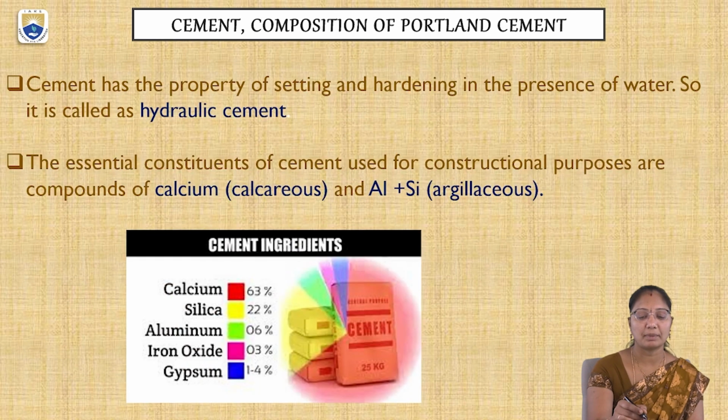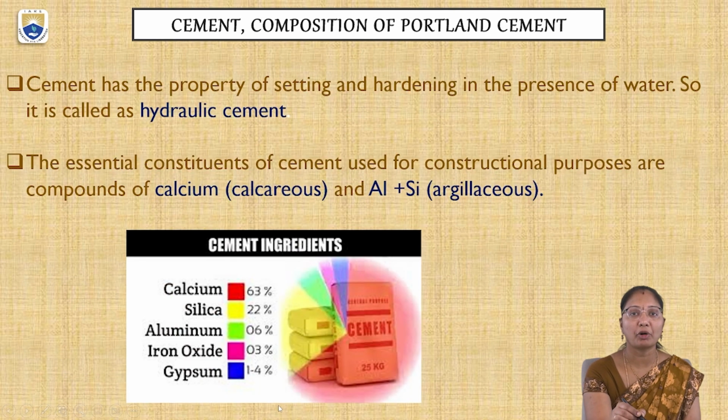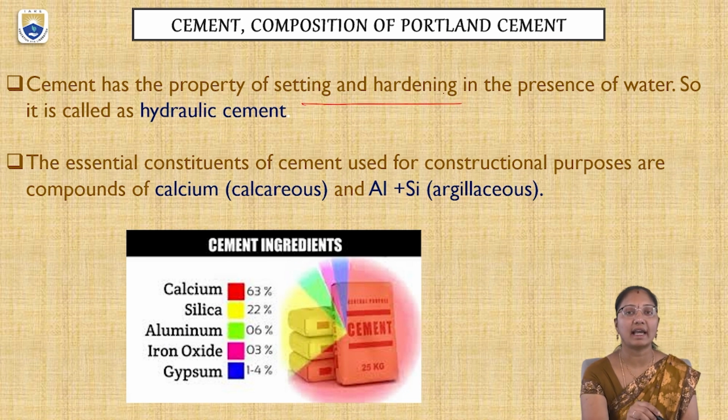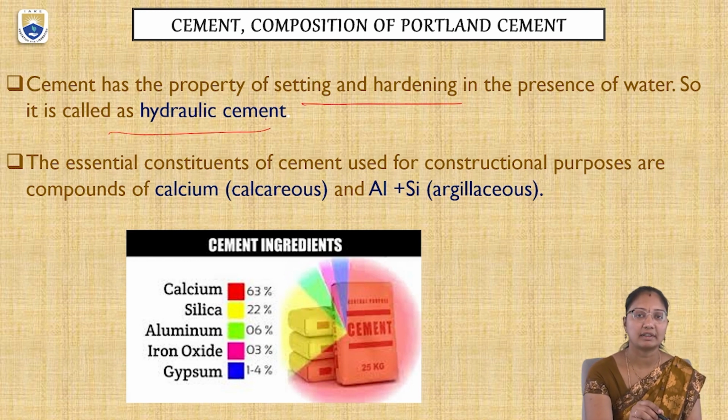Cement has a special property, called setting and hardening, in the presence of water. So it is called hydraulic cement. There are two types, hydraulic and non-hydraulic, depending on this property of setting and hardening. This is called the hydraulic cement.